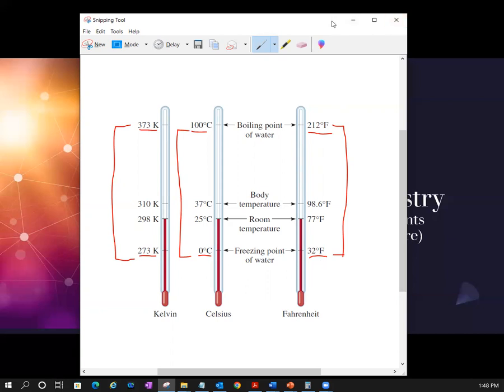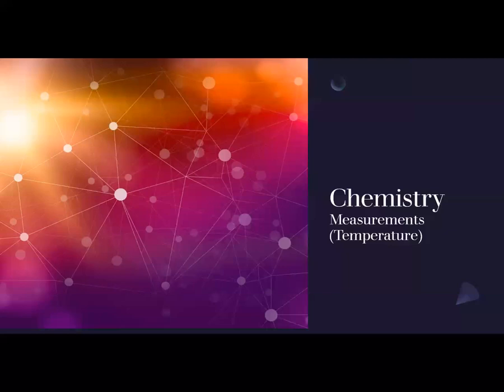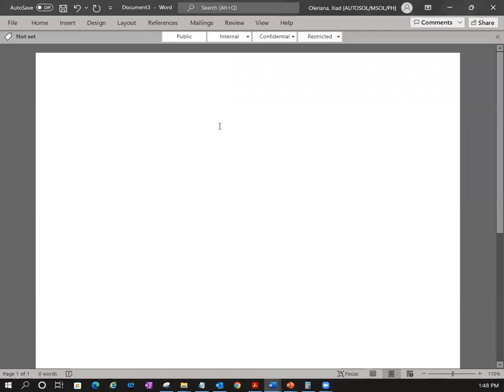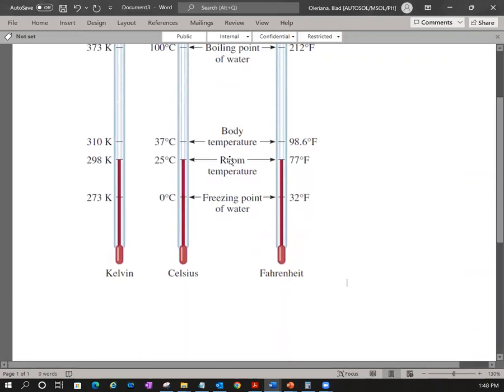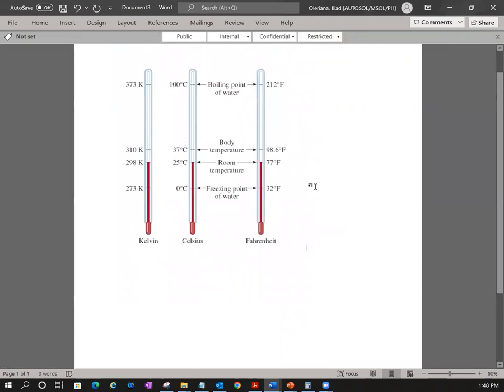So, ngayon, pupunta na tayo sa derivation ng mga scales or ng conversions ng scales. So, mag-open tayo ng Microsoft Word para mapakita ko sa inyo. So, syempre, kopyahin natin yung scale natin para meron tayong basihan.